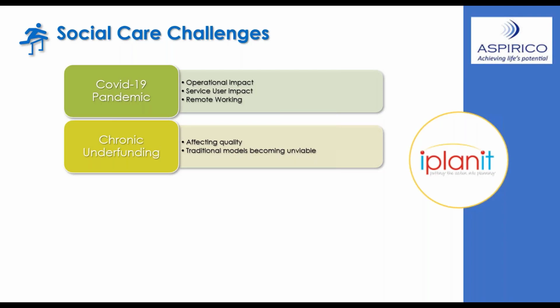And some of those traditional models are actually becoming unviable, particularly in the home care sector, in the domiciliary care sector, in aged care, but across the board with learning disability support, autism support, mental health support, etc. The traditional ways of working just can't be supported by the funding issues that we have in the sector.